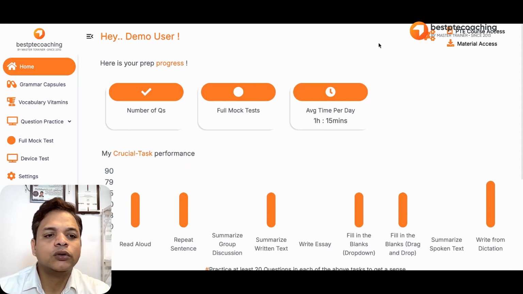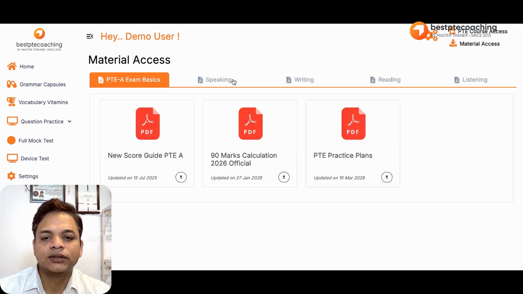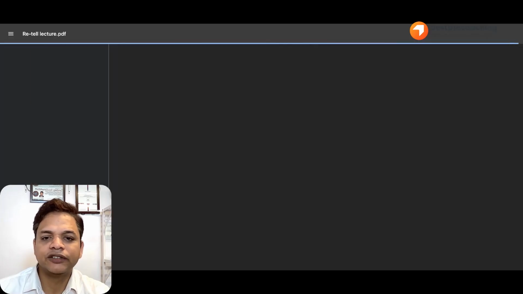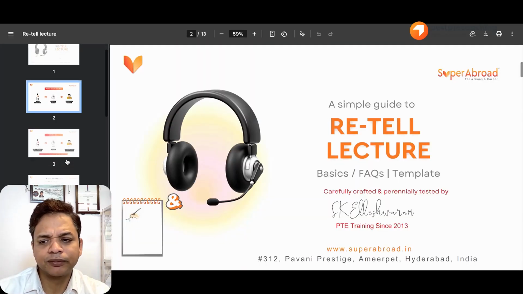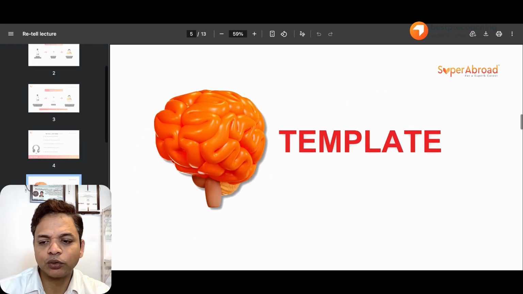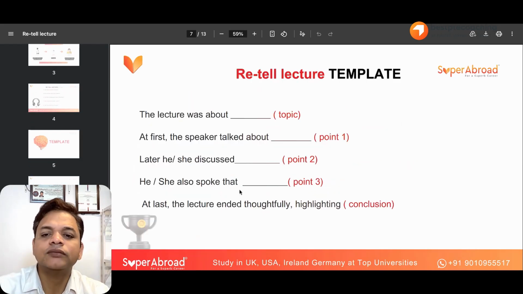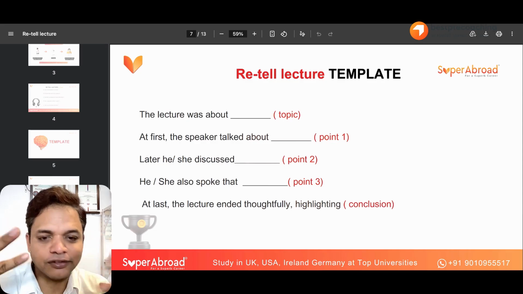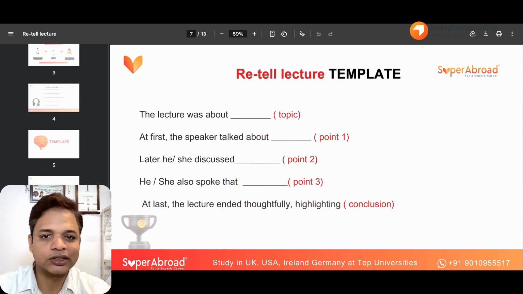So I'm going to the portal, going to material access, speaking and speaking. Okay, Retell Lecture is here. I'm sharing it here. This is a cool notes. Whatever I explained, everything is there in these notes. You can get it from the portal, right? And this one. Okay, now I have to juggle between these two things. The lecture was all about how cartoonists behave and how they actually function, how they actually work. That was the topic, right?